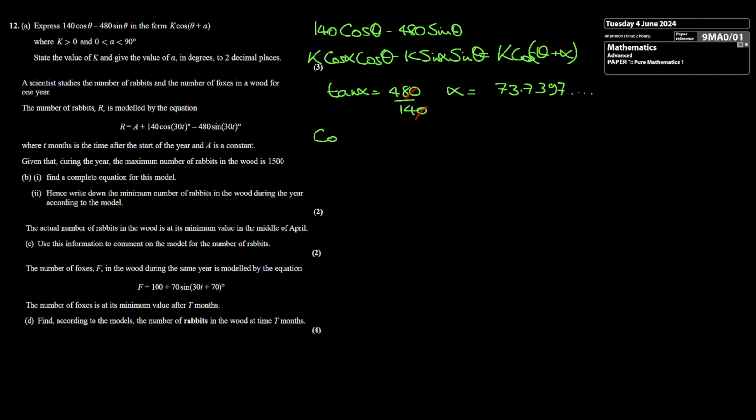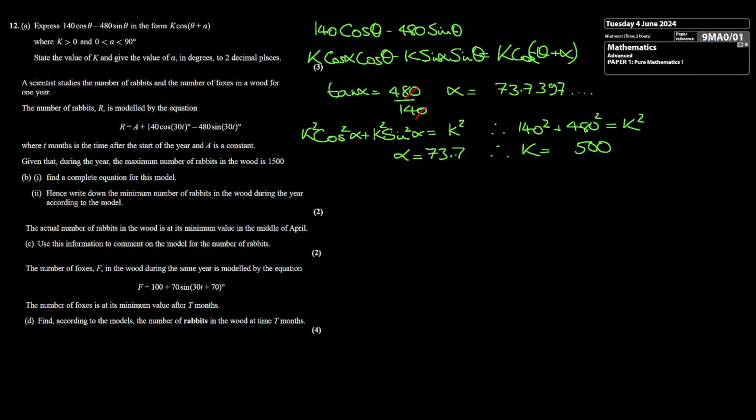We also know that cos squared alpha plus sine squared alpha must equal 1. And if I multiply through by k squared, I get this. So therefore 140 squared plus 480 squared must equal k squared. Therefore, k is equal to 500. So they want alpha to 2 decimal places, so we can say that alpha is equal to 73.74. And those are the results for part A.